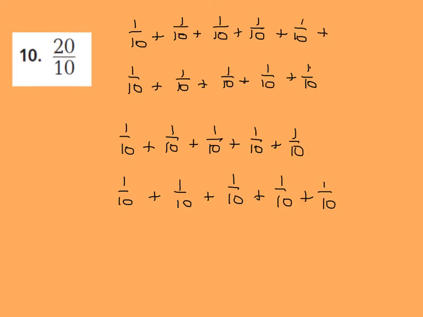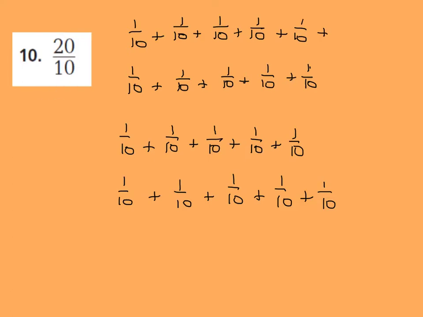So for number 10, it says 20/10. We want to change that to a mixed number. Okay, so here's what 20/10 would look like as a sum of unit fractions. You would have 20 groups of 1/10. So if we want to see how 20/10 would look as a whole number or a mixed number, you can just make wholes. And remember, to make a whole, you have to have 10/10.